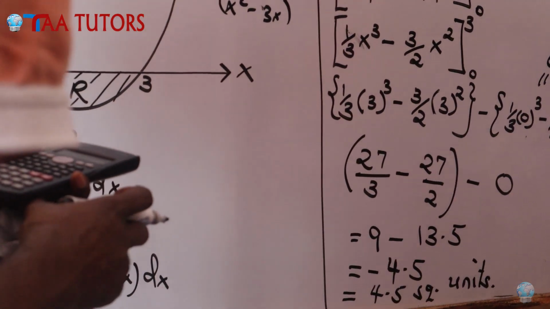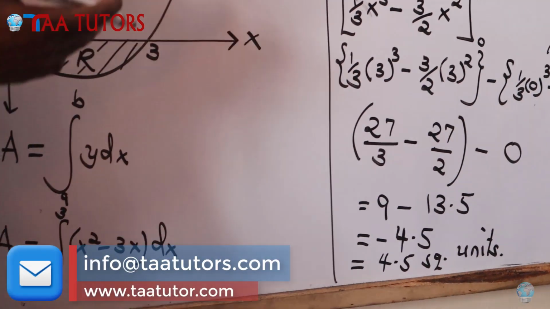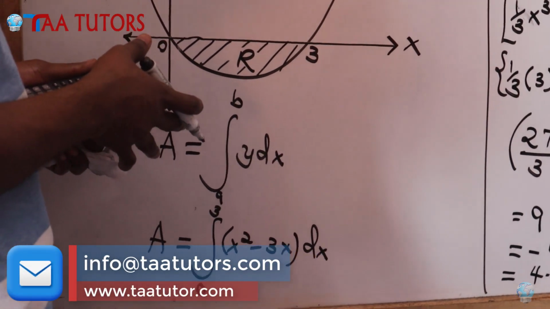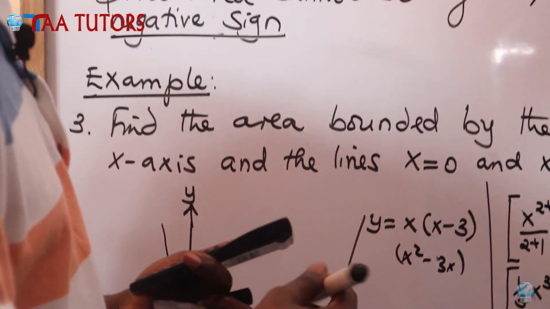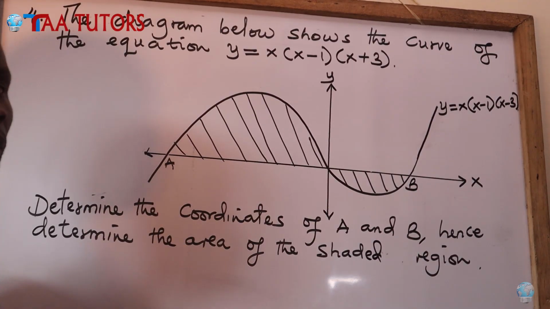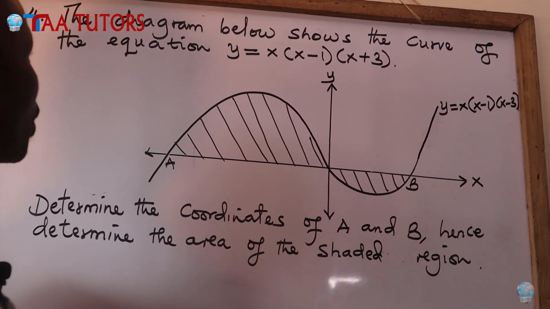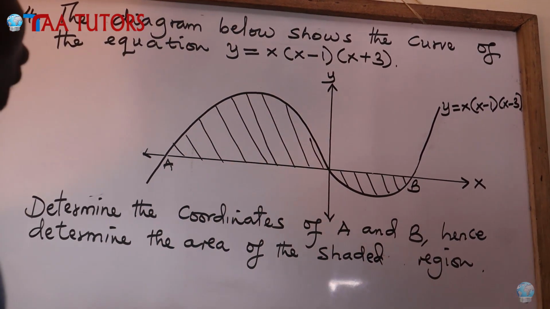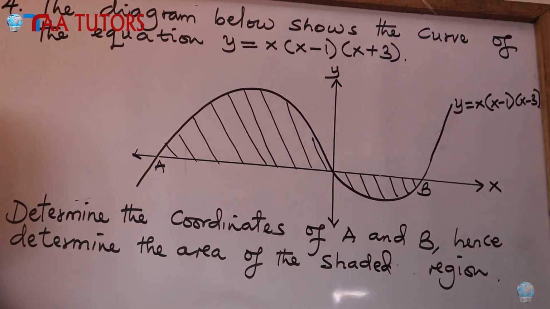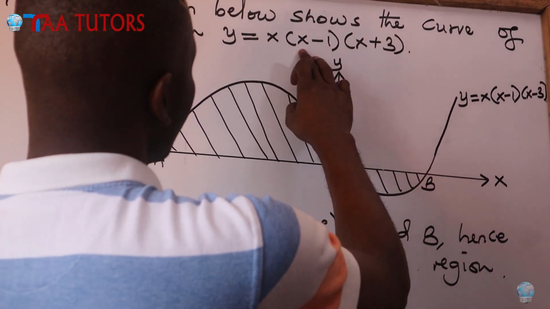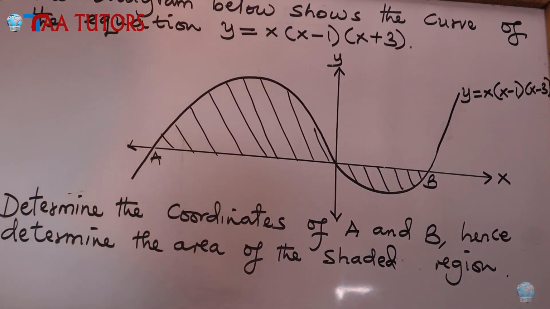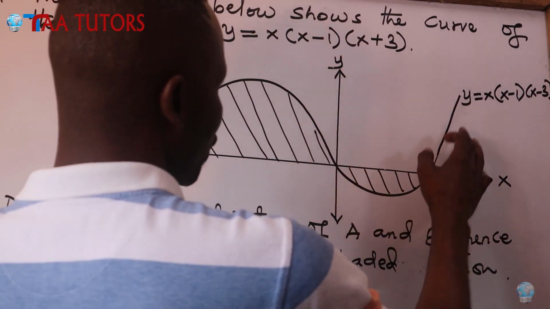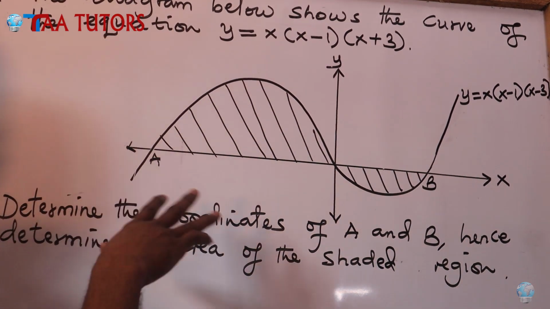Let's go to an example where in one question part of the curve is below the x-axis and part of the curve is above the x-axis. Now example 4, we have the diagram below showing a curve of the equation y equals x into x minus 1 into x plus 3. And you can see the curve here. Obviously it's a cubic curve, that's why it's forming a wave.